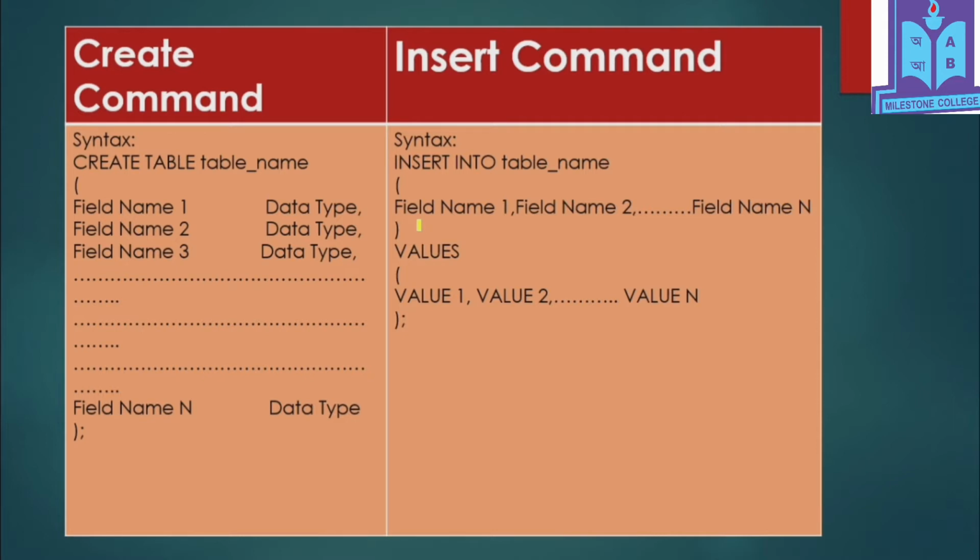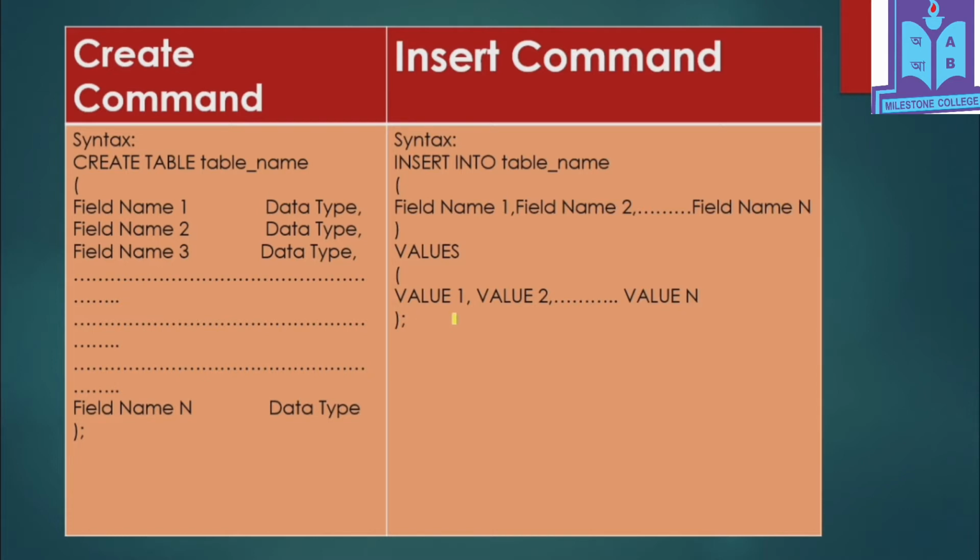Then first bracket close. Then you have to write another command, VALUES. Then again you have to open a first bracket. Then you put those records, like value 1, 2, 3, up to n values you are going to add here. Then simply close it with the first bracket close. Then write a semicolon. So these are the basics for the insert command.